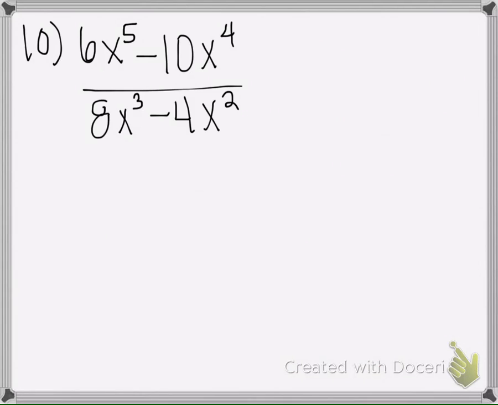Okay, so let's go ahead and simplify this one. So first of all, start with the numerator. The GCF is 2x to the 4th.